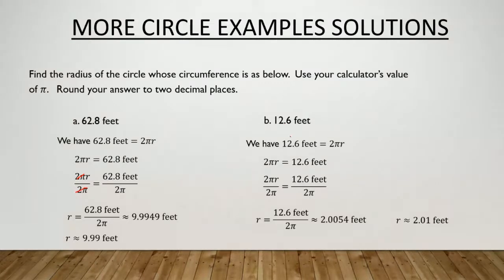And the same thing over here. Again, it's the same exact process. We have 12.6 feet. Again, this is the circumference, so this equals 2 pi times r. So 2 pi r is 12.6 feet. We want to get r, so we divide both sides by 2 pi. These cancel. We get r is 12.6 feet over 2 pi. And again, you can just do that in the calculator, and you end up getting this.